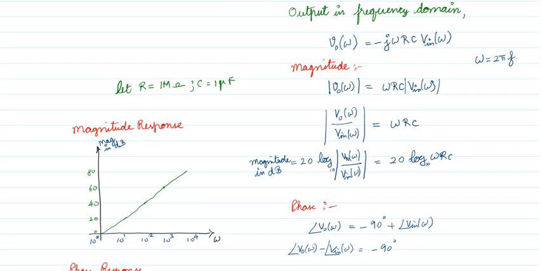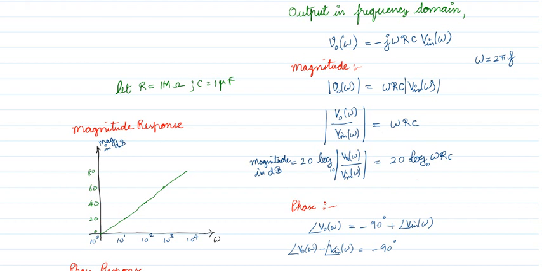Normally we will represent the magnitude in decibel scale. This is in normal scale, V naught by V in, or I can say gain. V naught by V in is gain, output by input. In frequency domain I say gain. I can represent the gain in decibel. In decibel, what we do? 20 log base 10, right? I take 20 log, so it becomes 20 log omega RC.